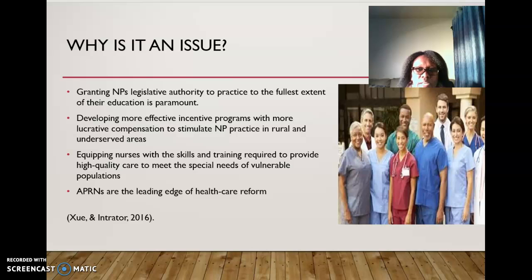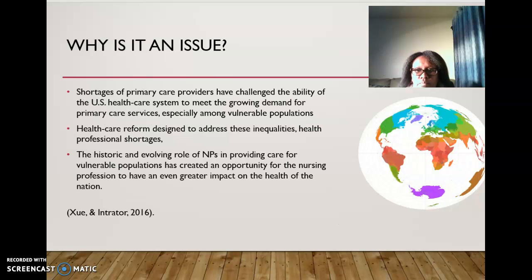areas. Equipping nurses with skills and training required to provide high quality care to meet special needs for the vulnerable population. And APRNs are the leading edge with healthcare reforms. We are the policy advocates that we can push, so we can serve our community.